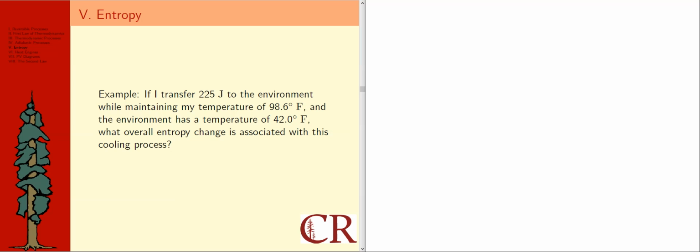If I transfer 225 joules to the environment while maintaining my temperature of 98.6 degrees Fahrenheit and the environment has a temperature of 42 degrees Fahrenheit, what overall entropy change is associated with this cooling process? So in this question, I'm going to take the result of the last question and do a calculation as well for the entropy change in the environment and then combine those two to see what the overall net entropy change is for the whole thing.